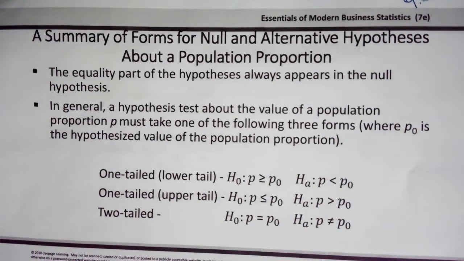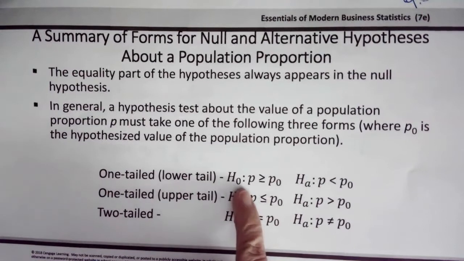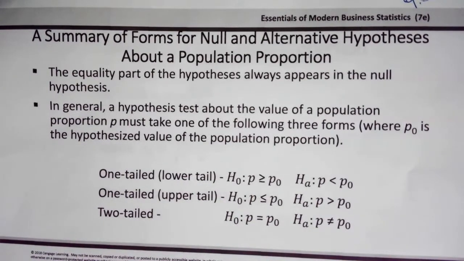9.5 covers population proportions. Using a proportion, we are going to look at lower tail tests, which is represented here, upper tail tests, or two-tailed tests.